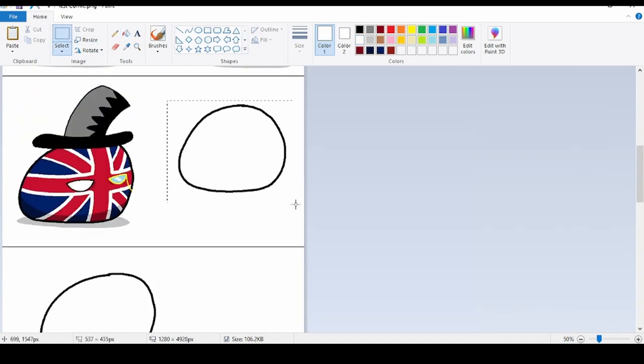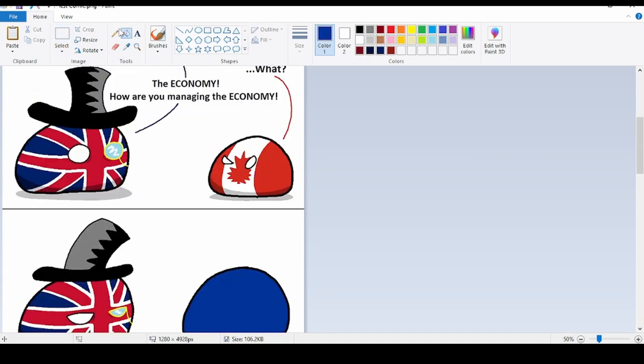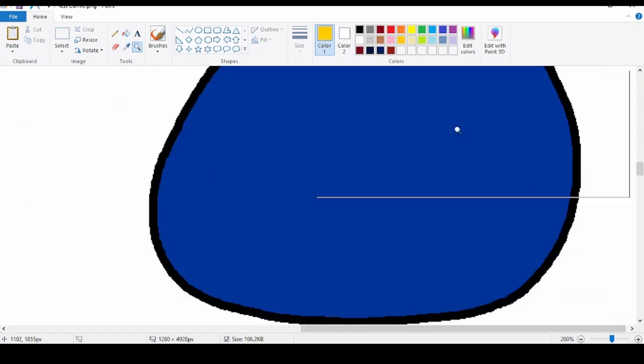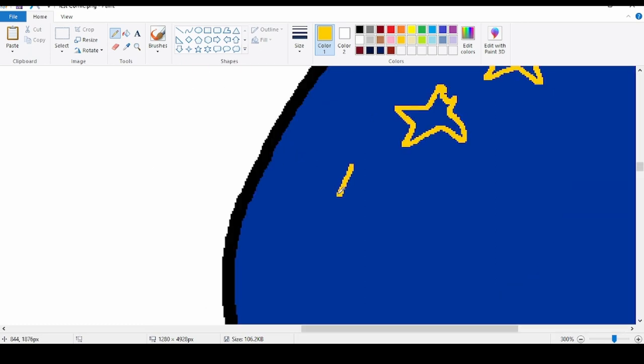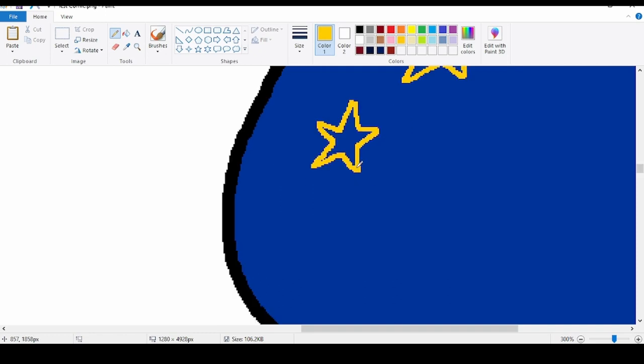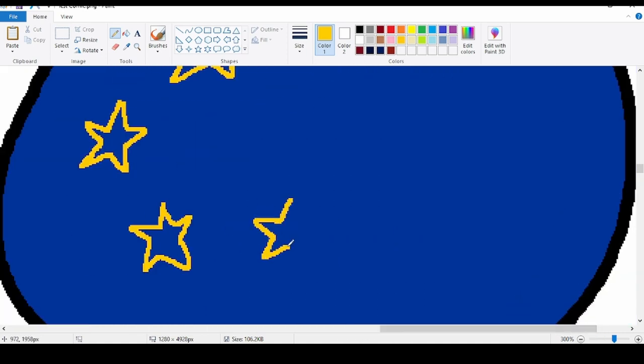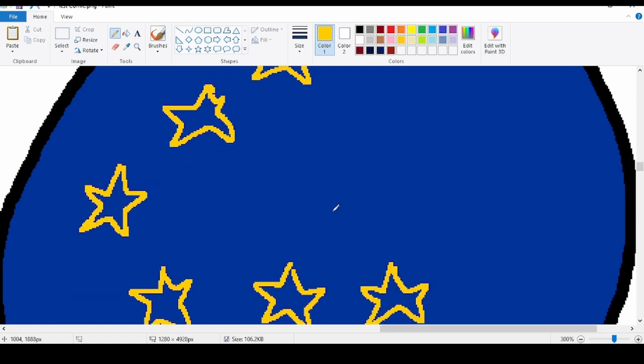Never mind. All joking aside, though, I think what I'm trying to get at is sometimes your balls just look a little bit messy, and you just don't really have time or will to fix it. And these comics, they're supposed to look rough, like my EU just did there. Why bother fixing it? It's a Polandball comic. Who really cares? You get the point. It's a blue-looking thing with stars. It's the EU. We all know it.